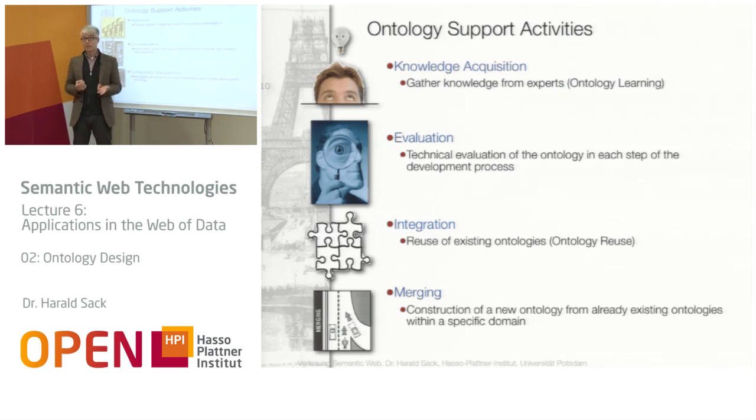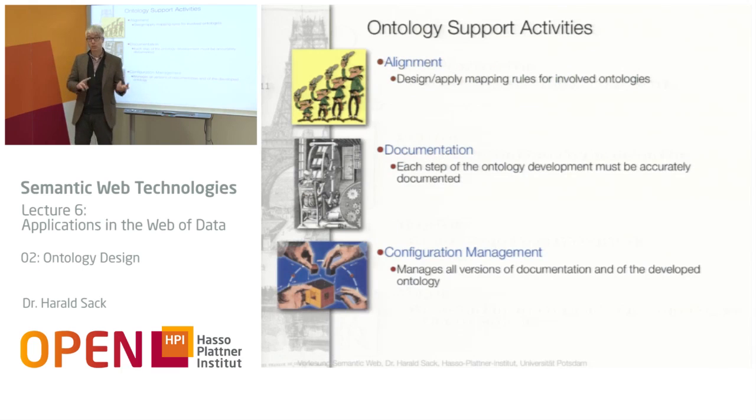Even more, there is so-called alignment. So if you are using several ontologies, you have to map the knowledge between them, and therefore you need mapping rules. You have to design and to apply mapping rules for the involved ontologies that you designate. In ontology A, some class denotes the same as class B in another ontology. So to enable this kind of communication and knowledge transfer, you have to also consider these alignment activities.